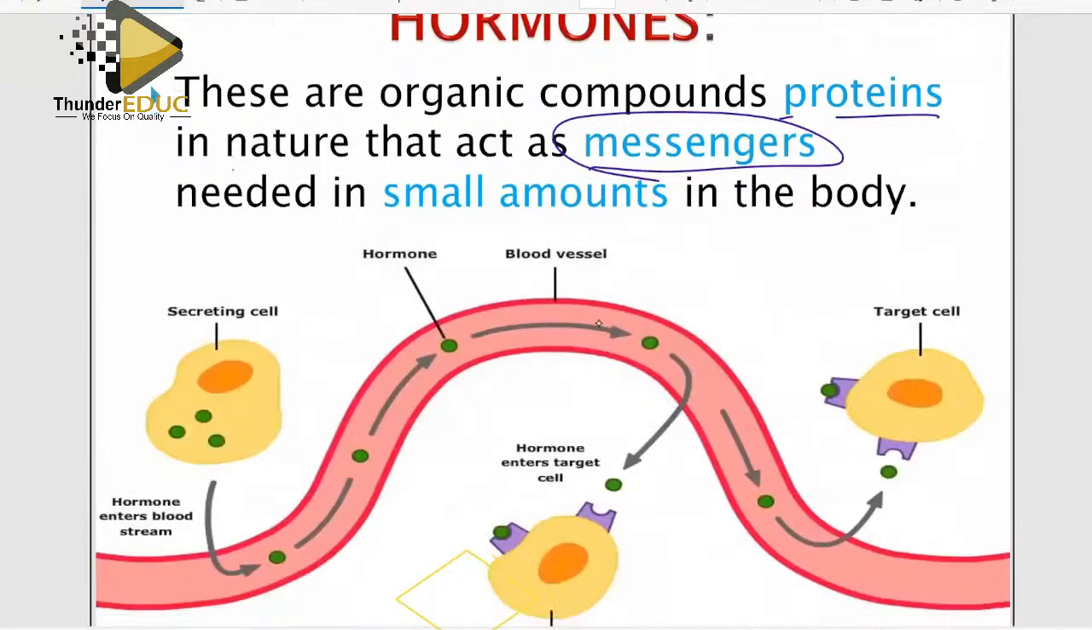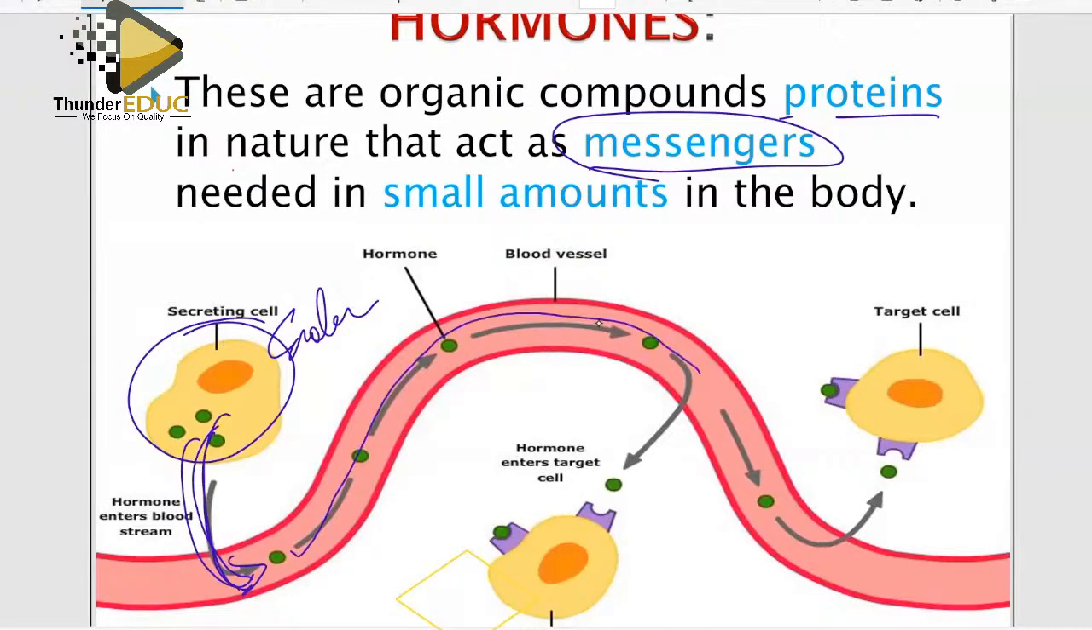So how do these hormones work? The cell will secrete the hormone. If this is the endocrine, remember, we say that hormones are dealt with by the endocrine glands. So it will secrete the hormone. That chemical is just a chemical, guys. It is going to be released in the bloodstream. The blood will move, and as it's moving, it will be moving with these chemicals which we call hormones.